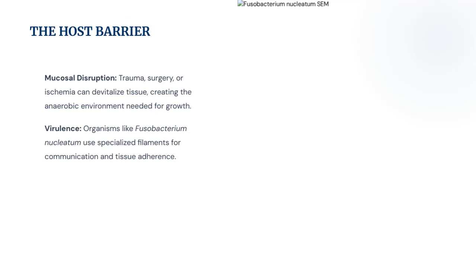Let's talk about the host barrier, the body's frontline defense against infection. Some bacteria, like Fusobacterium nucleatum, have special filaments that help them stick to tissues and communicate with each other. But when the mucosal lining is damaged, through trauma, surgery, or reduced blood flow, the tissue weakens. This creates the perfect low-oxygen environment where these bacteria can thrive and cause problems. Understanding this helps us see how infections take hold when our defenses are compromised.